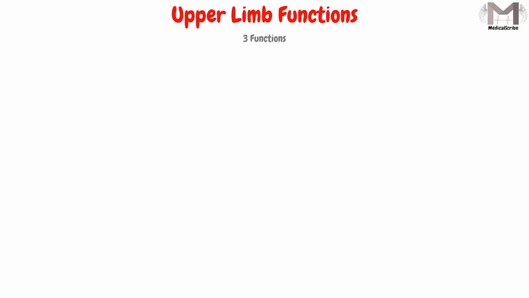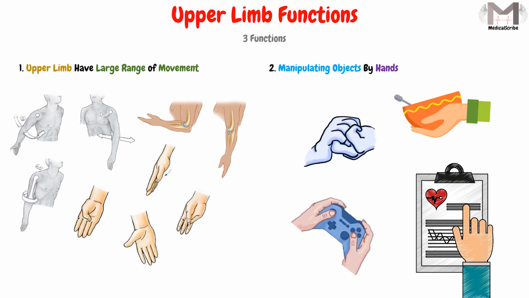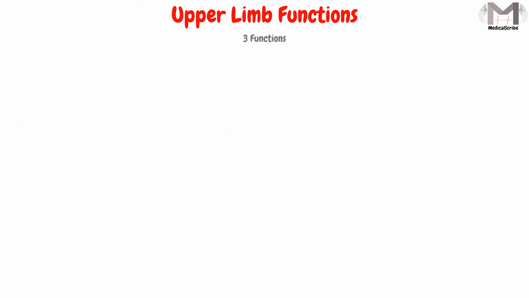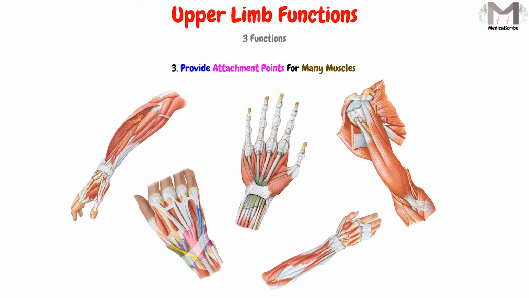Finally, in today's video, we have to mention the main functions of the upper limb, which are 3 main functions. The first one is that those limbs have a large range of movement, so that is why they can perform movements that can't be accomplished by the lower limbs or other regions in the body. The second function is that we can manipulate objects with our hands, like holding and manipulating tools. While the third function is to provide attachment points for many muscles that act on different parts of the upper limb.